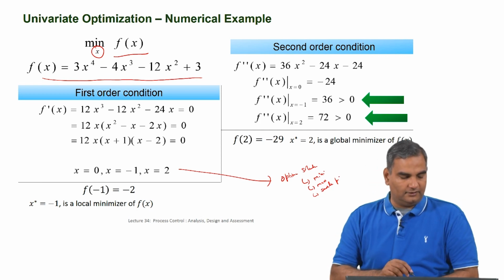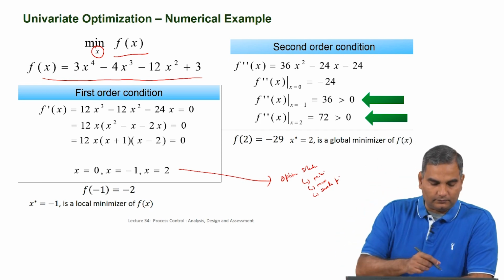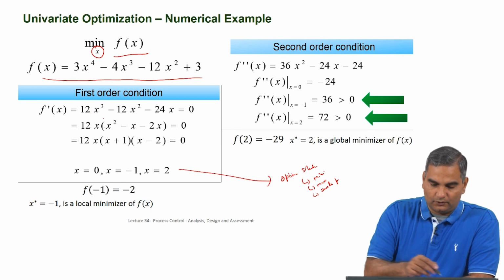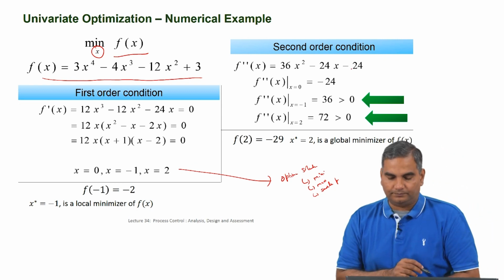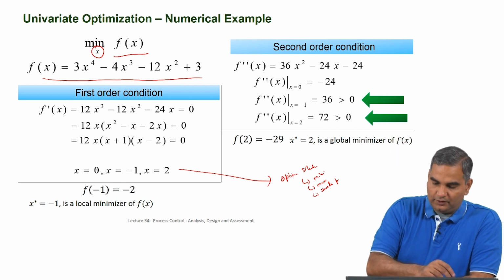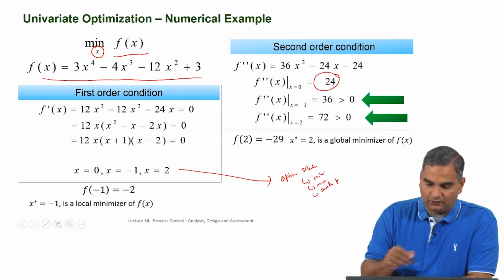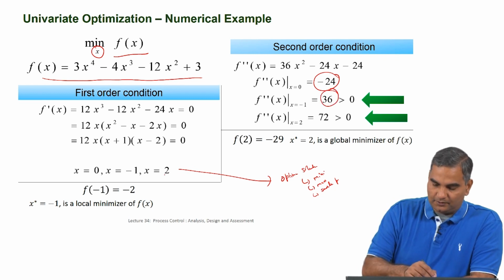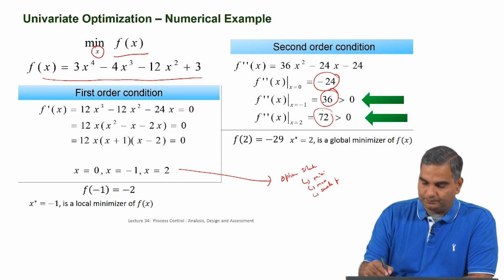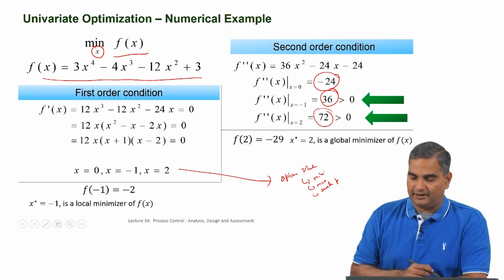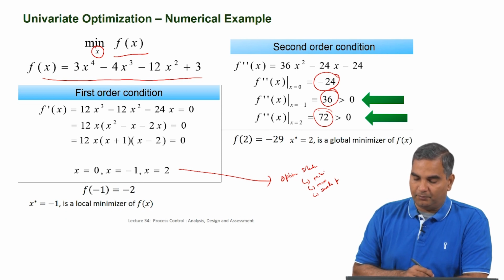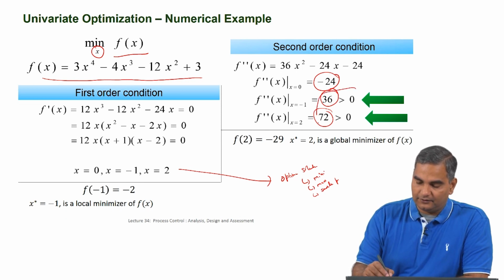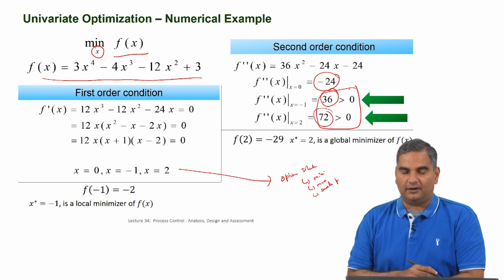So the way you do that is the following: you take a second derivative, and then if you take a second derivative of this, 12x cube minus 12x squared minus 24x will become 36x squared minus 24x minus 24. Now when you substitute x equal to 0 in this, you get minus 24. When you substitute x equal to minus 1, you get 36, and when you substitute x equal to 2, you get 72. So now once you get the second derivative, if you want to identify minimum points, whenever the second derivative is positive, these are points that are minimum points.